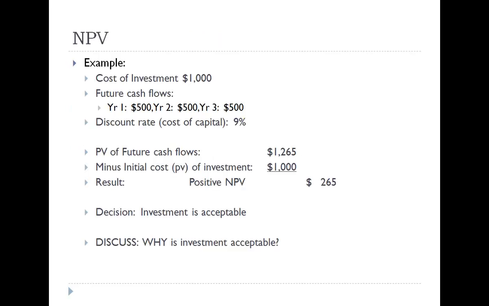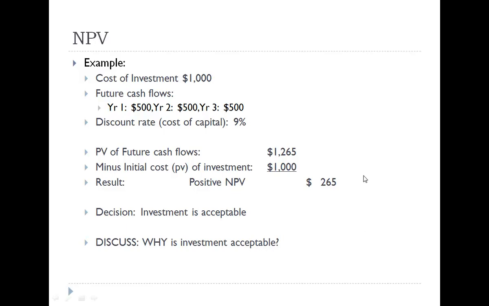This is an example of a net present value. We have an investment here that costs $1,000, and we estimate it's going to yield future cash flows in year 1 of $500, year 2 of $500, and year 3 of $500. Our company says we have to earn at least a 9% return, otherwise we're not comfortable making this investment.